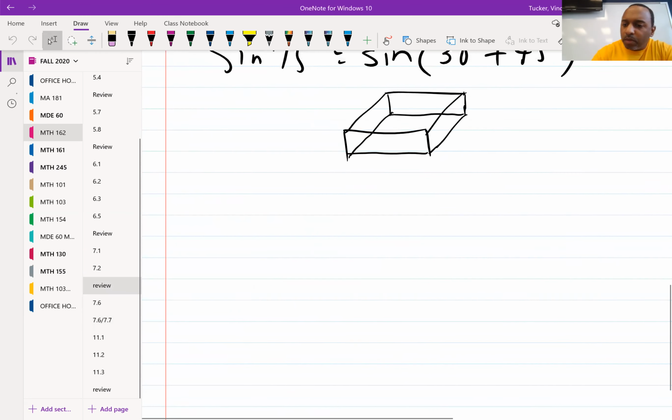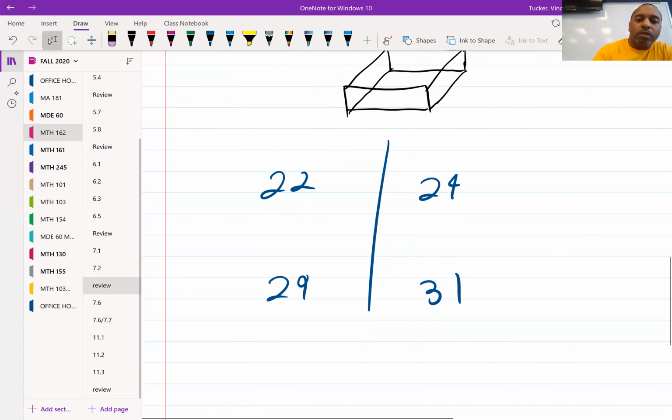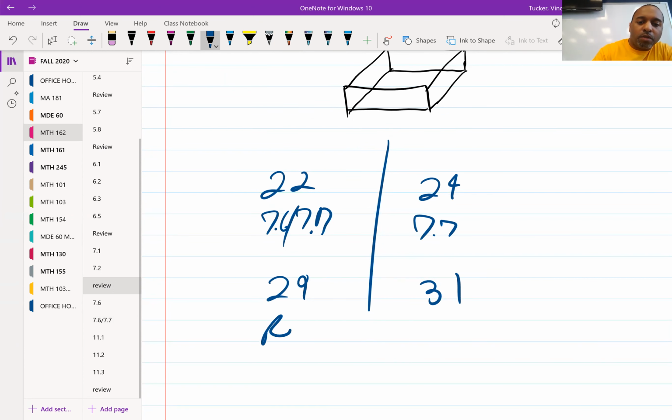Okay. So today is the 22nd, and next class will be the 24th. So we're looking at the 29th and 31st. We did 7-6, 7-7. They finish all 7-7, so we'll review that next Tuesday. And then after that we'll be looking at the test.